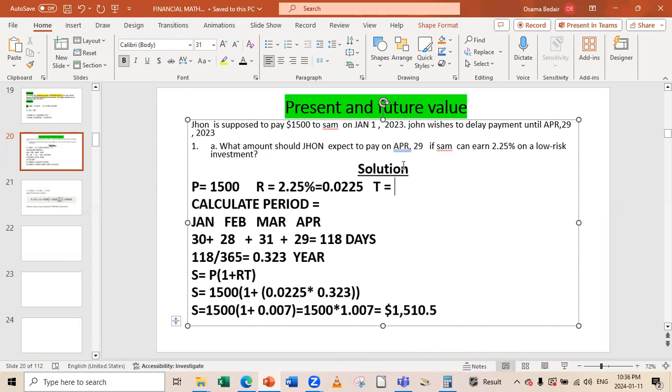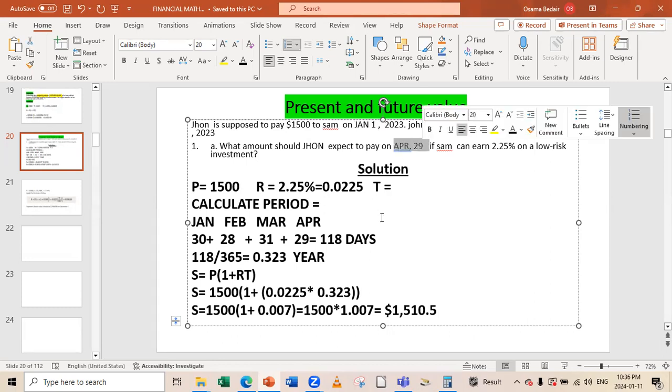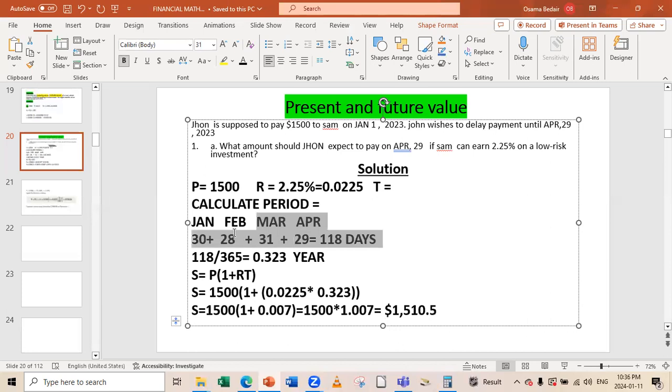Again, I would say quickly, first of all, we take each piece of info we have in the question and register it. So here I have to pay 1,500. This is the origin. Then P will be 1,500 to Sam on Jan 1. But he didn't pay on Jan 1 actually. So we want to calculate the period between Jan 1 and April 29, and that's what we did here. It became 118 days. How come?